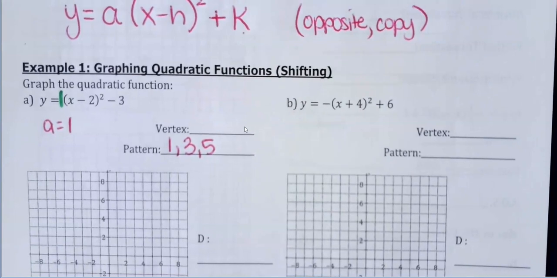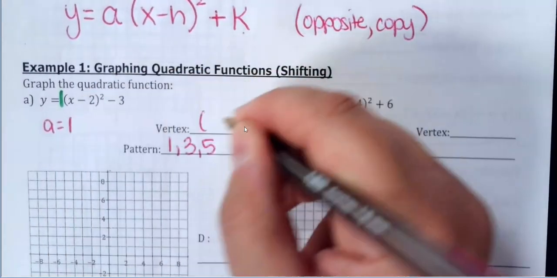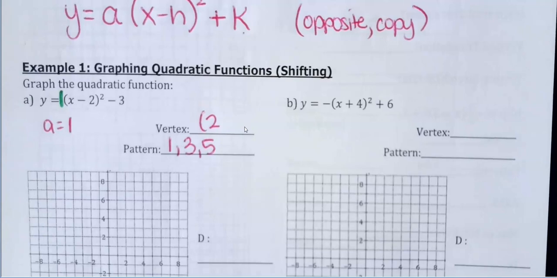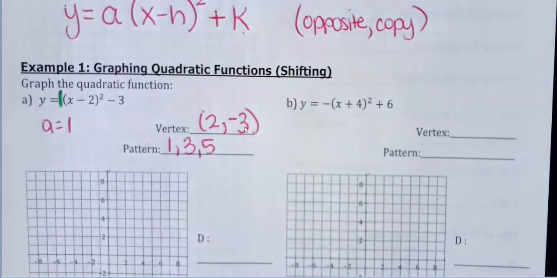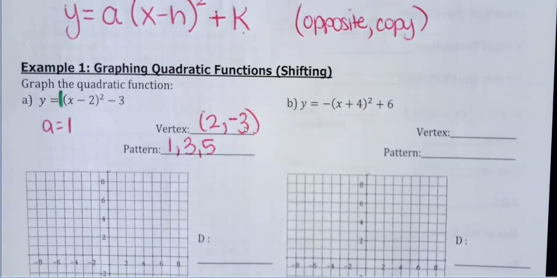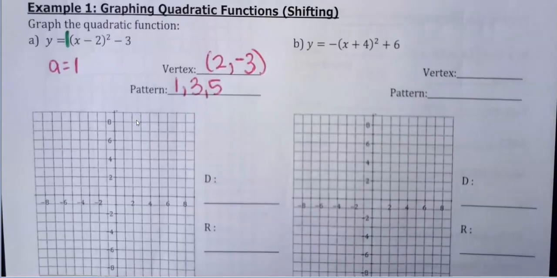Can anybody tell me from looking at the equation what the vertex should be? 2, -3. Opposite, so it looks like the opposite. This looks like a -2 to me, so it's +2. It's what actually sets the set of parentheses equal to 0. That's where it switches from one side of the U to the other, just like it does with an absolute value graph. Those are the only two things you need to get a bunch of points on here.